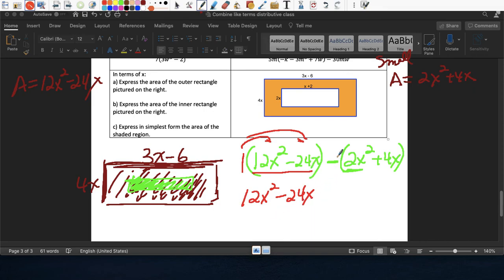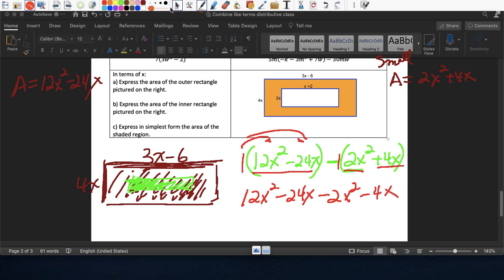Now here, that minus is going to affect the terms inside. So we put a 1 over here. You can imagine that, or by now I hope you already got used to that. If you know there's a minus outside, everybody comes out opposite. So positive 2x squared comes out as minus 2x squared. Positive 4x comes out as minus 4x.